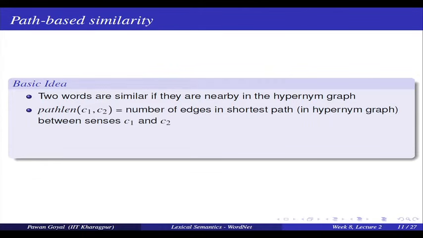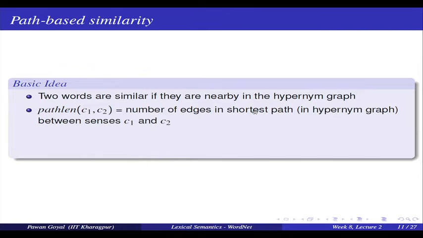To give a formal measure to that, I can define the path length between two concepts. What will that be? That is the number of edges in the shortest path in my graph between senses C1 and C2. So what is the length of the shortest path that connects C1 and C2 in my whole graph?